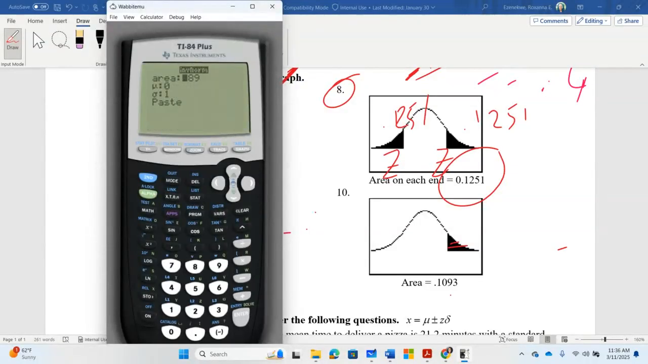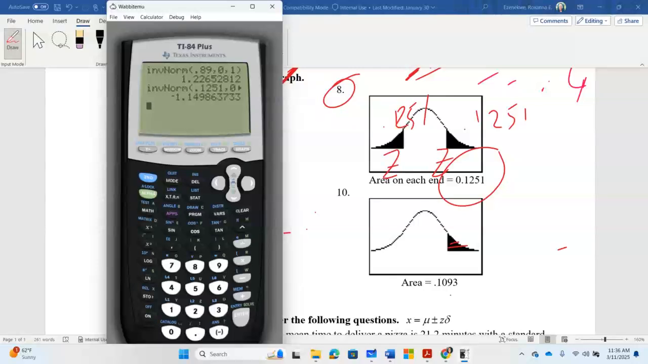Okay, and the area to the left is 0.1251. So 0.1251, and the mean of a standard normal is 0, standard deviation is 1. So I am going to paste, and it's asking me, is that what you want? Yes. I'm looking for the 12.5 percentile and the z-value corresponding to that.